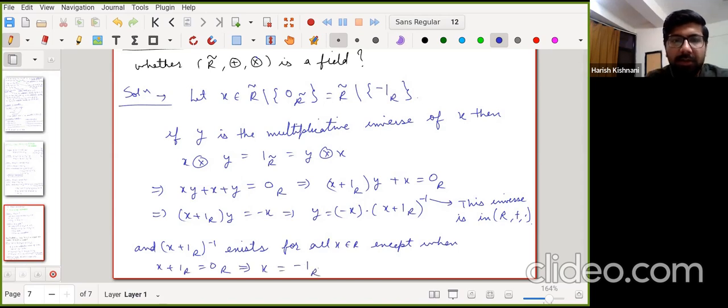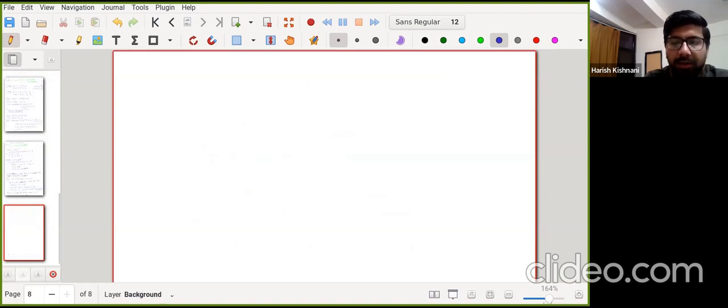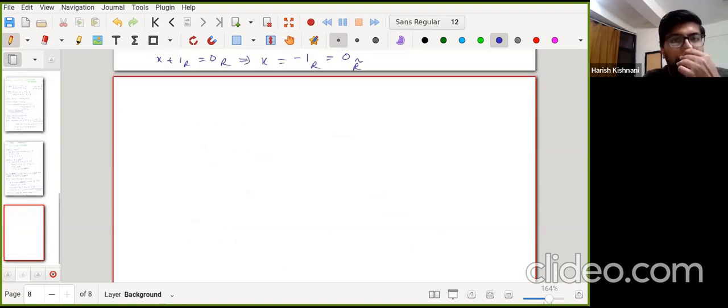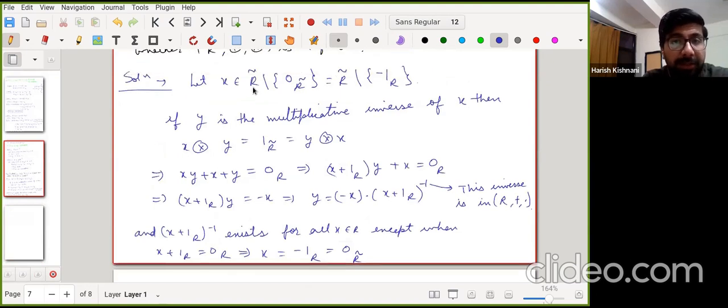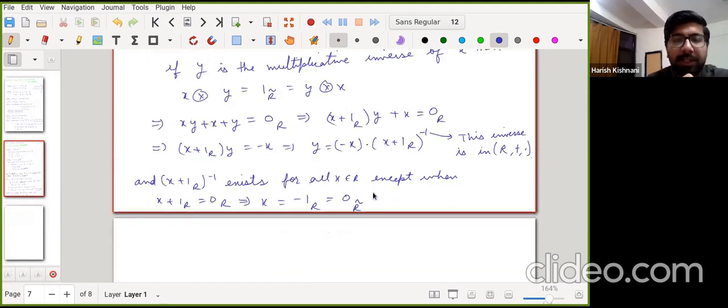Okay. And this is definitely the 0 of R delta. So we have already removed this from our set in consideration, R delta minus this set. So this is not going to create any problem. So for all non-zero elements, we have an inverse. So 0 of this new set is minus 1 of R. So except this element, every other element has an inverse, and the inverse is minus X times (X plus 1 of R) inverse. And this inverse is in the original ring setup.